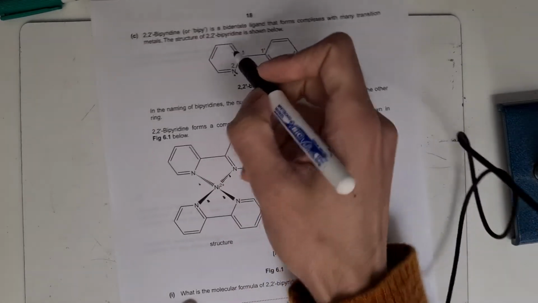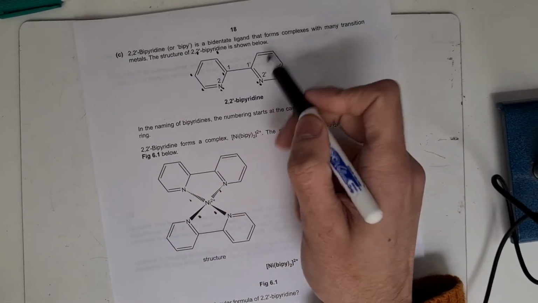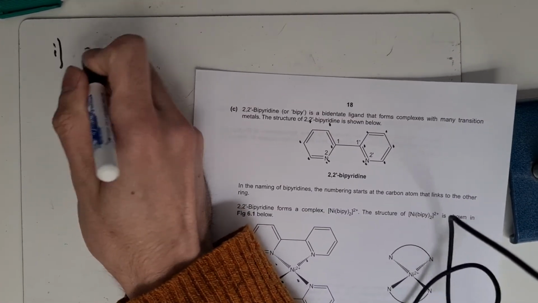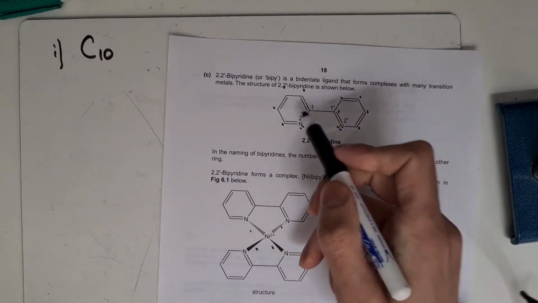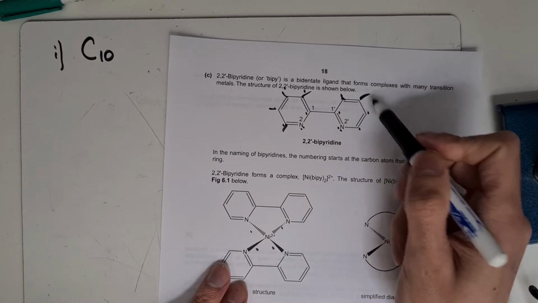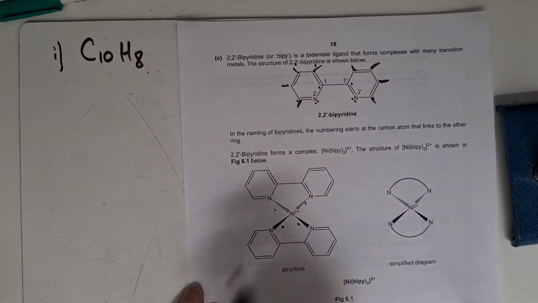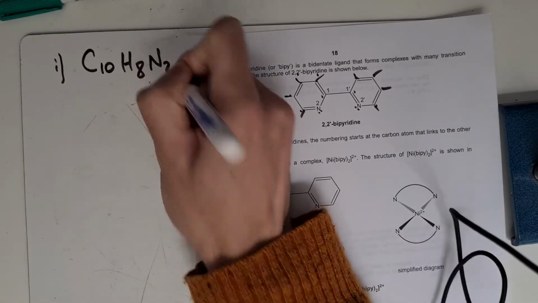So the first thing we need to do is look at the formula of bipyridine. 2,2-bipyridine has 5 carbons there, and 5 carbons there. So part 1, that's C10. There are only hydrogens here, here, here, and here, and here, here, here, and here. So only 4 hydrogens on each ring. So that's H8. And then we've got 2 nitrogens, so N2.